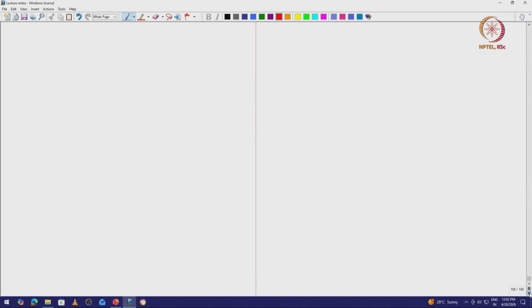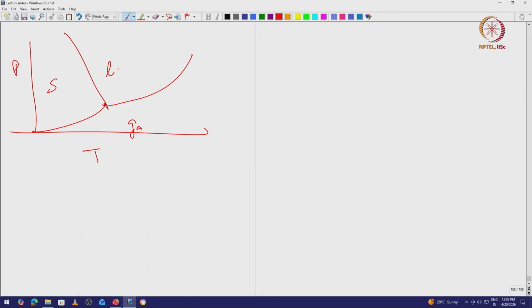Now, let us do something, right. All right, so P versus T. Again, let me draw this, and this is solid, this is liquid, this is gas, okay. So, I am at 100 degrees Celsius, this is let us say 1 atmosphere.